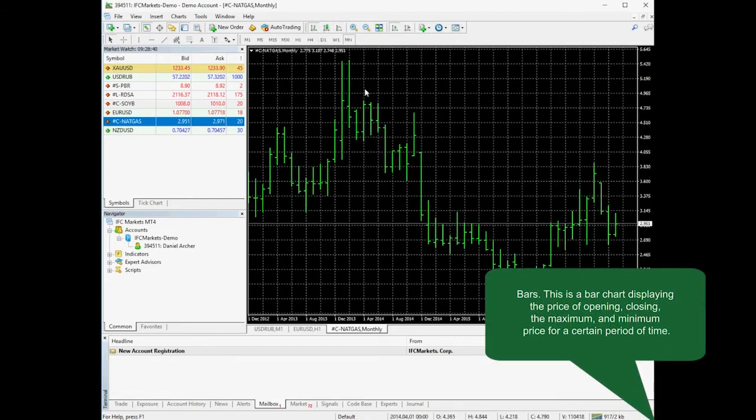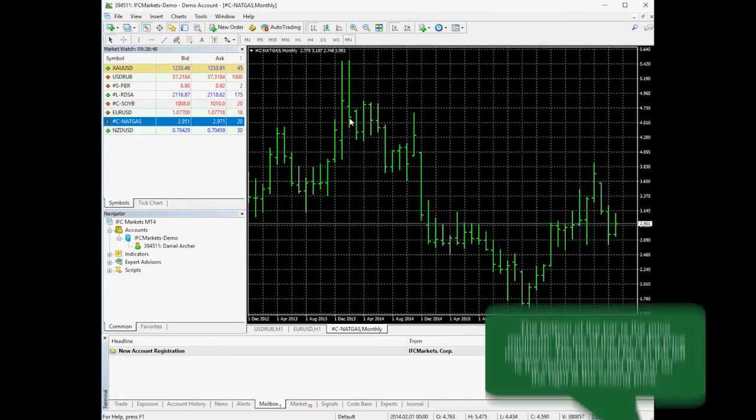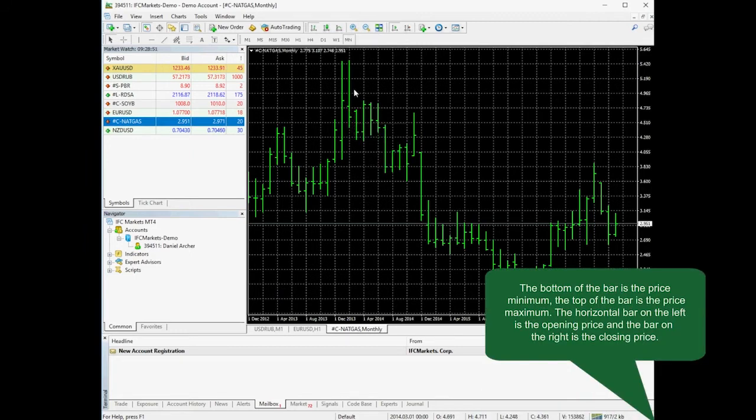Bar chart. A bar chart is a little more complex. It shows the opening and closing prices as well as the highs and lows. The bottom of the vertical bar indicates the lowest traded price for that time period, while the top of the bar indicates the highest price paid. The vertical bar itself indicates the currency pair's trading range as a whole. The horizontal hash on the left side of the bar is the opening price, and the right side horizontal hash is the closing price.